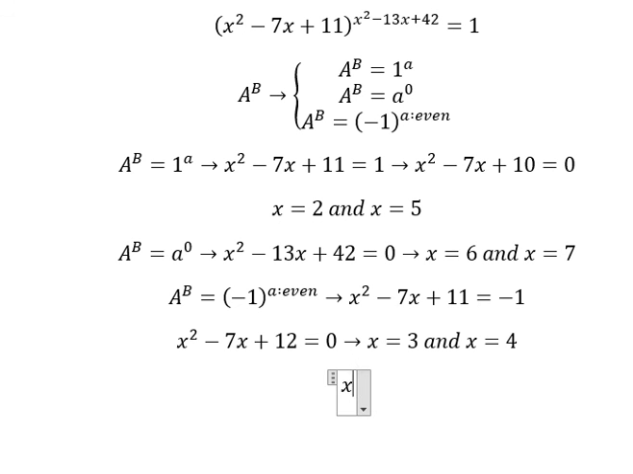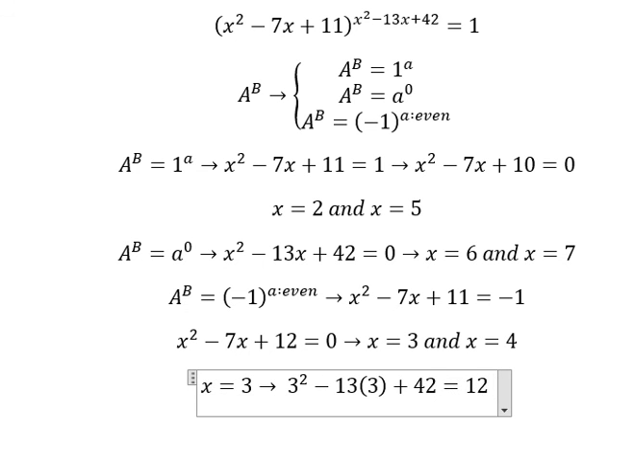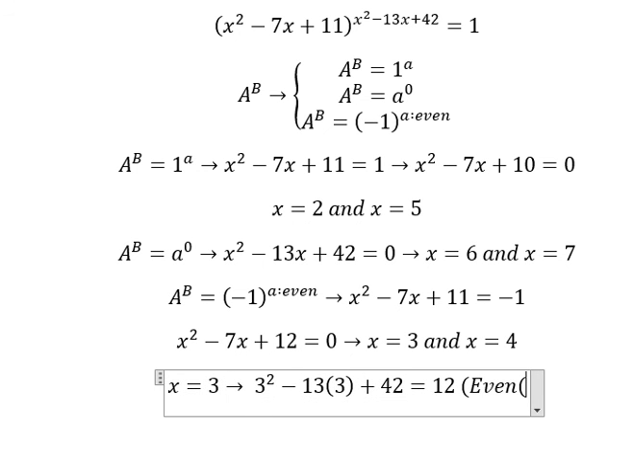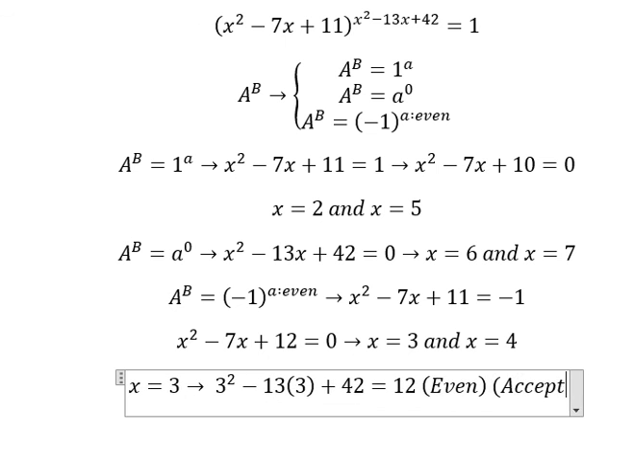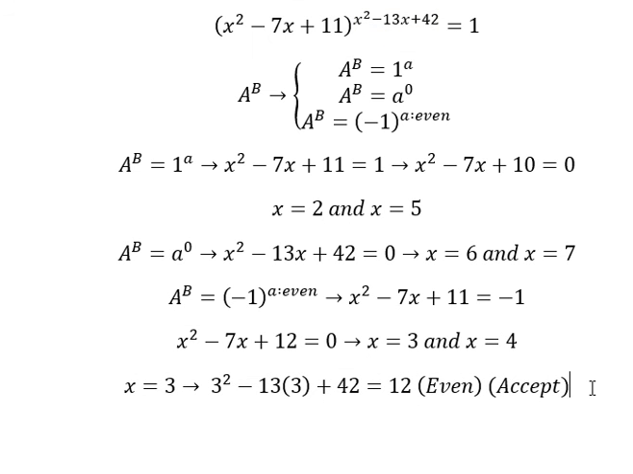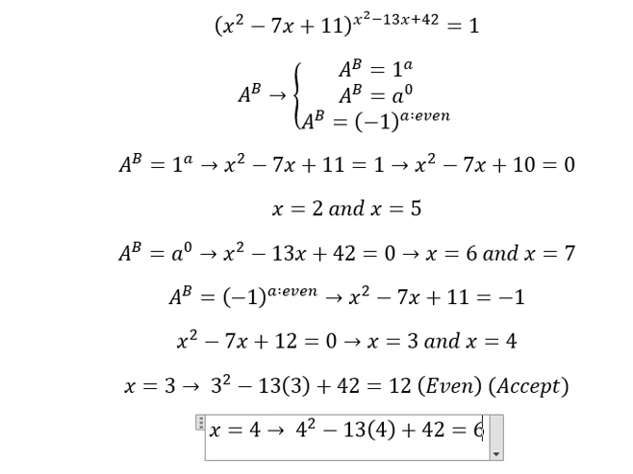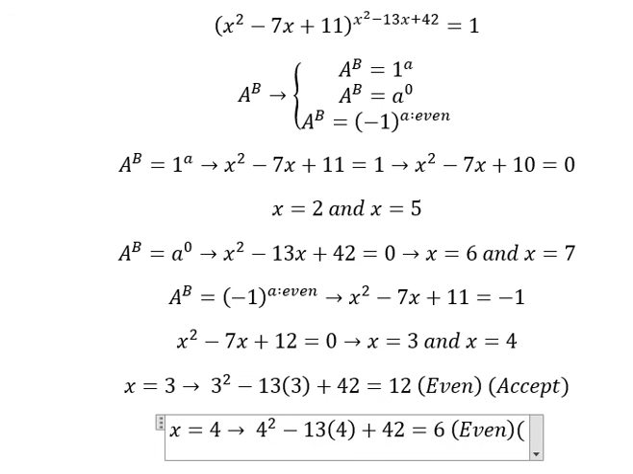So when s equal to number 3, I will put number 3 in here, and we got number 12. Number 12 is an even number, so we can accept. Now let's put s equal to number 4 in here. So I need to put number 4 in here and number 4 in here. And we got number 6. So that's an even number, so we can accept.